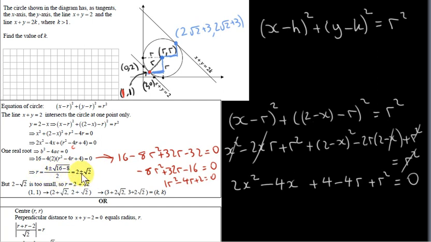And we get, breaking this down, root 8 here. Root 8 can actually be written as root 4 by 2, or 2 root 2. So we have 4 plus or minus 2 root 2 over 2. That's 4 over 2, which is 2, plus or minus 2 root 2 over 2, giving us plus or minus root 2. So we have two solutions, 2 plus root 2 or 2 minus root 2. So there's two possibilities for r.